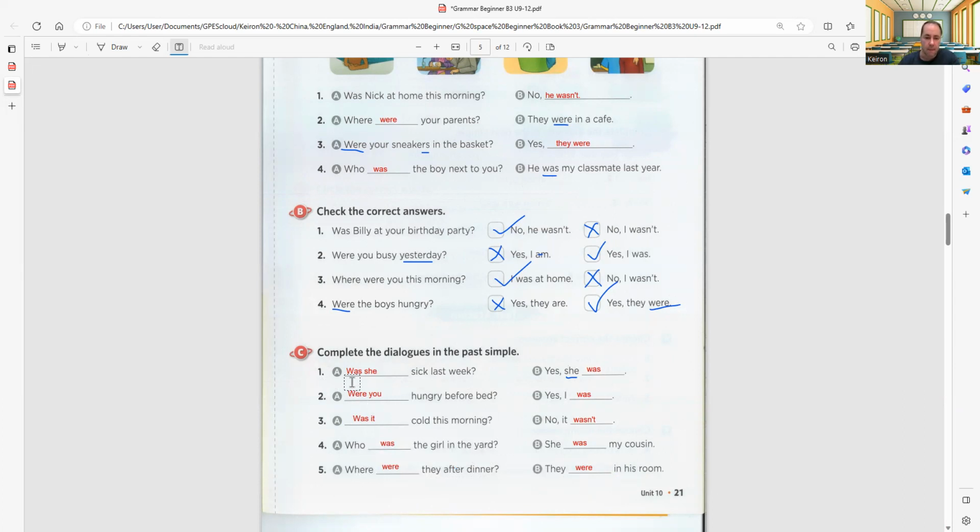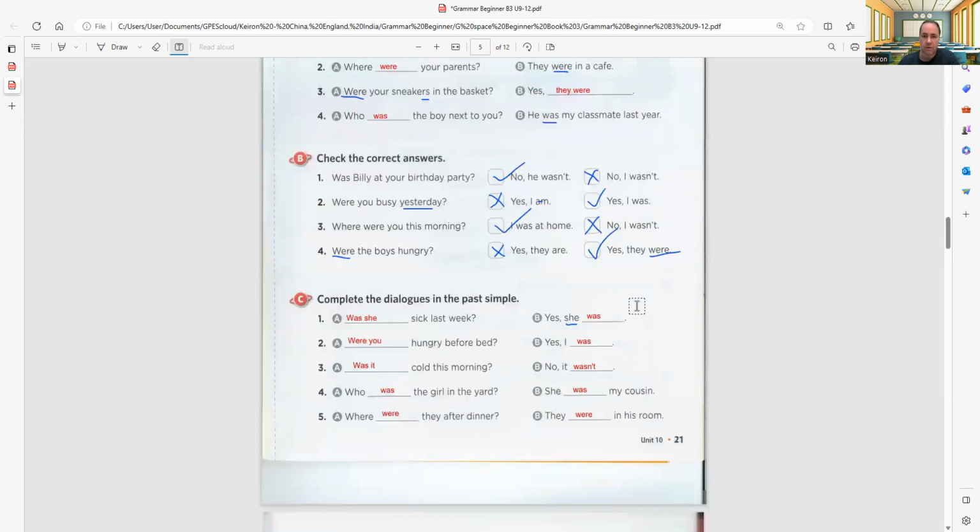Let's try again. Was she sick last week? Yes, she was. Were you hungry before bed? Yes, I was. Was it cold this morning? No, it wasn't. Who was the girl in the yard? She was my cousin. Where were they after dinner? They were in his room. Okay, straightforward, I hope.